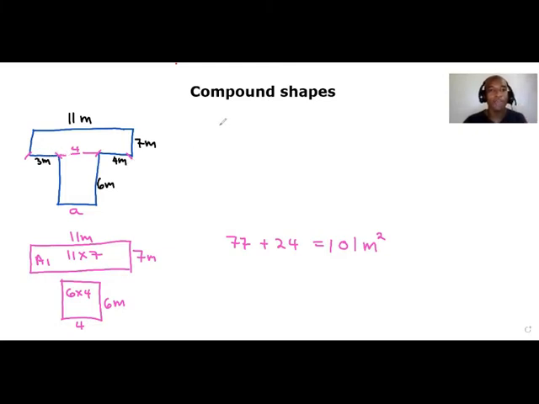How do I find the perimeter? I need to add 8 sides. Do we have 8 numbers? Do we have 8 dimensions? No. We have 1, 2, 3, 4, 5. So we're missing 3. Let's find out what the other 3 are, and the other 3 are deducible.